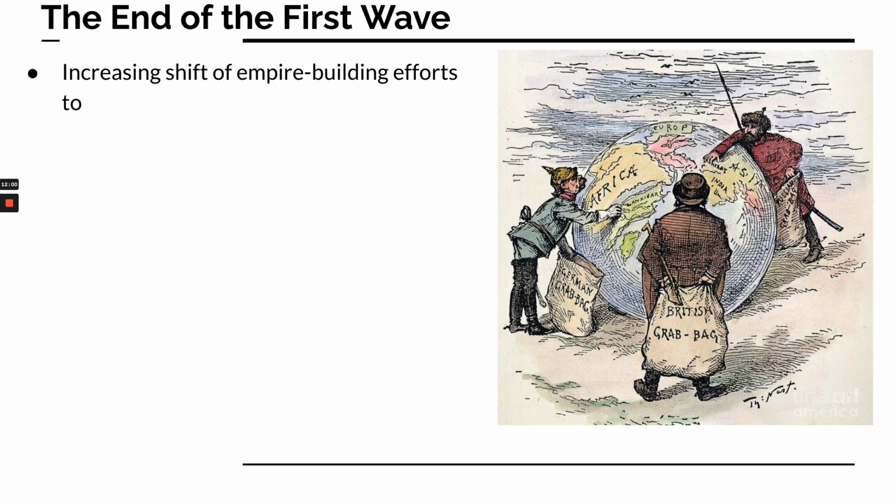The other thing that ends the first wave of imperialism is a shift in Europe's efforts to colonize the world and to build their empires. One area of focus, symbolized in this political cartoon by a Prussian, and it does say German, it's a little hard to read there, is the German grab bag, looking at places in Africa. So Africa is part of that shift. And as we get into the second wave of imperialism, we will learn about what's called the scramble for Africa in the years before World War I.